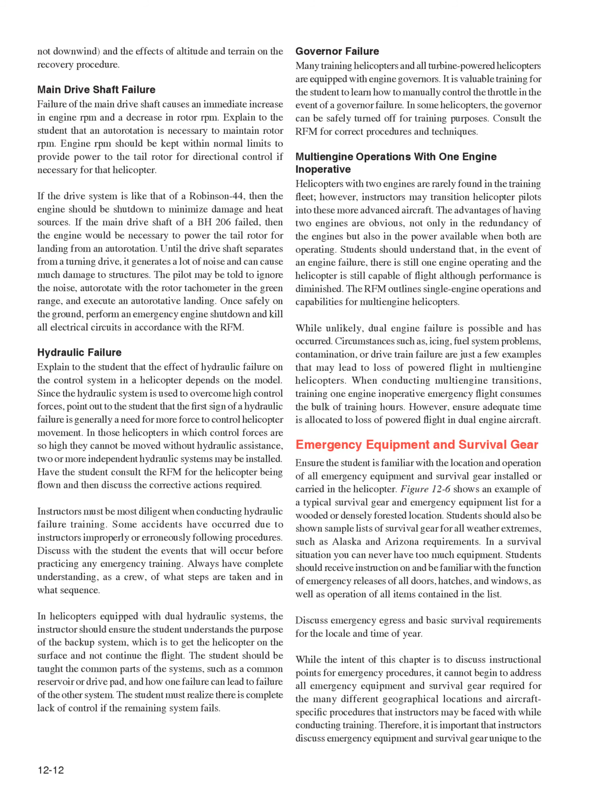Main drive shaft failure. Failure of the main drive shaft causes an immediate increase in engine RPM and a decrease in rotor RPM. Explain to the student that an autorotation is necessary to maintain rotor RPM. Engine RPM should be kept within normal limits to provide power to the tail rotor for directional control if necessary for that helicopter. If the drive system is like that of a Robinson 44, then the engine should be shut down to minimize damage and heat sources.